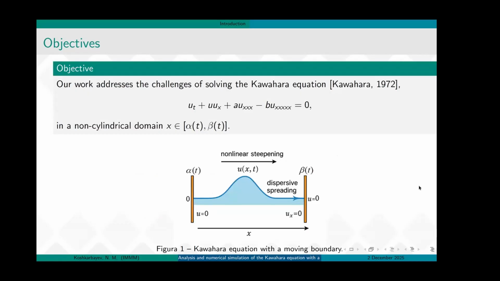Our work specially addresses the challenge of solving the Kawahara equation in a non-cylindrical domain. As shown in Picture 1, we consider a domain where the boundaries alpha of t and beta of t change over time. This creates a moving boundary problem, which models physical phenomena like dispersive spreading and nonlinear steepening in a changing environment.